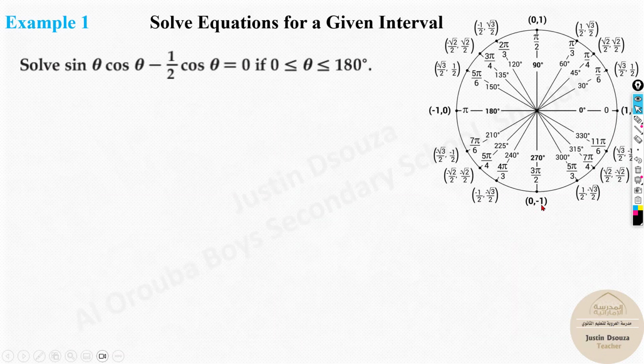See, we have this problem. I have the unit circle over here, just for reference. Now we have sine theta times cos theta minus half cos theta equals 0. And this is another important thing. It's from 0 to 180. So whatever answers we get are only within the first and second quadrant, only these above values, nothing else.